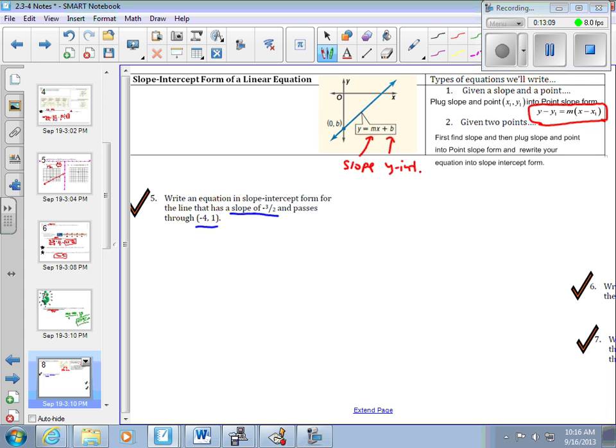This is a problem where you've got slope and a point. We're going to use point slope form in order to do it. Point slope form looks like this, where we have to plug in some numbers here and figure out what the equation is going to be. So for these 3 things, we need to plug in a slope and a point. Our slope that we're going to plug in is already given to us. It's -3/2. That goes in for m. Our point is (-4, 1).